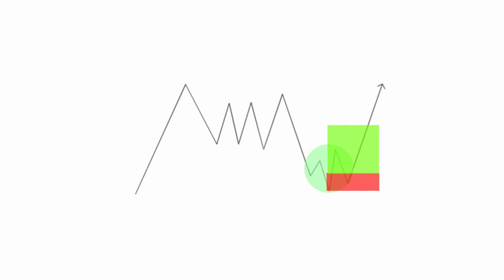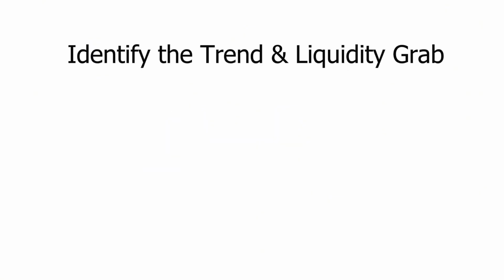Example: on the 15-minute chart, price sweeps liquidity and shows signs of reversal. On the 1-minute chart, a clear market structure shift confirms your entry. In the 15-minute, identify the trend and liquidity grab, if price is in an uptrend or downtrend based on market structure. Look for a liquidity sweep, where price takes out weak highs, lows, support and resistance or trend lines, and then rejects aggressively. This indicates that smart money is hunting stops before reversing the market.